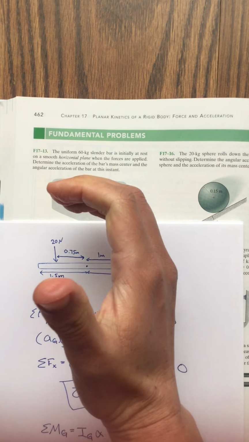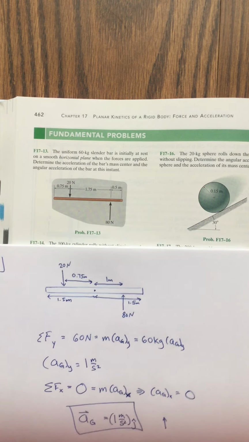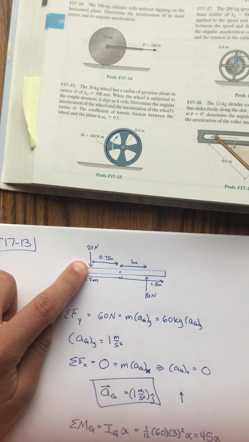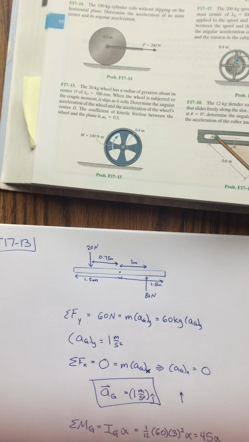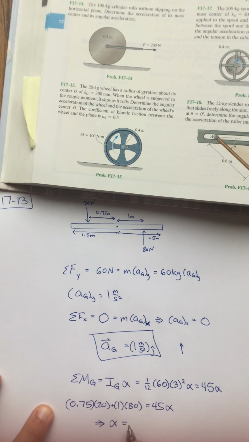Now that I have those distances, I have my forces, I can find the sum of the moments. The 20 Newton force would cause rotation in the positive direction, and the 80 Newton force would also cause rotation in the positive direction. So those add together, and it's 0.75 times 20 plus 1 times 80 for the sum of the moments, and that is equal to 45 times the angular acceleration. And so for the angular acceleration, I will let you finish the calculation on your own. You get 2.111 radians per second squared. And that concludes fundamental problem 13.